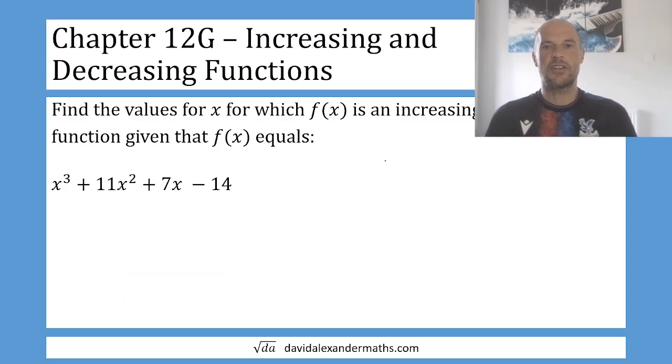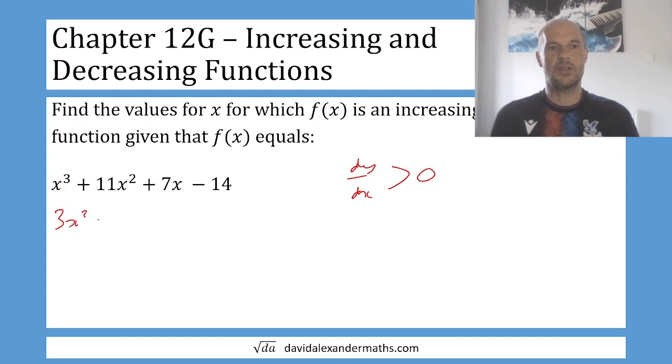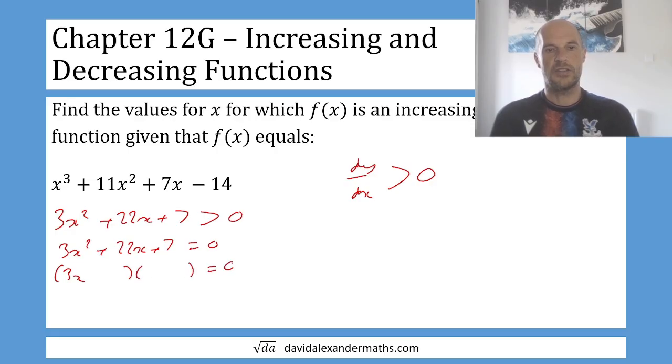Okay, so again, another increasing function, so therefore dy by dx has to be greater than 0. So let's differentiate this. We've got 3x squared plus 22x plus 7. That needs to be greater than 0. So here we've got a quadratic inequality. So let's make it equal to 0. Let's factorise. I assume it factorises. So factors of 7 are 7 and 1. And that's quite easy just to work out. So x is minus 1/3 and x is negative 7.